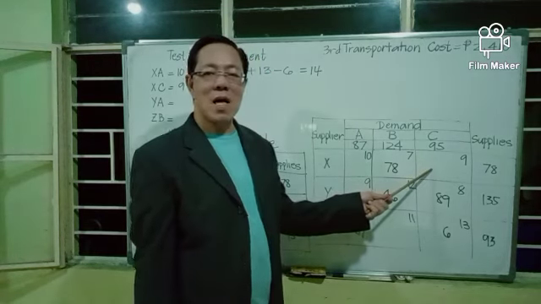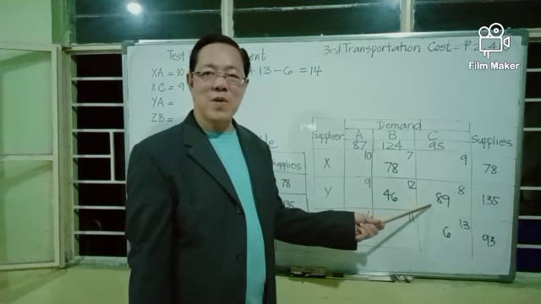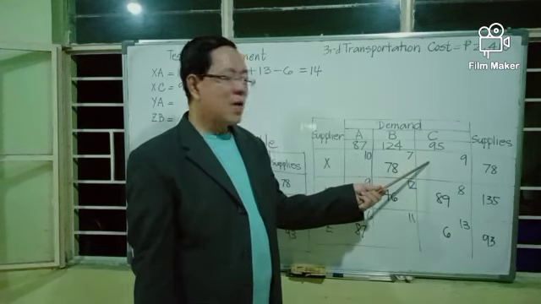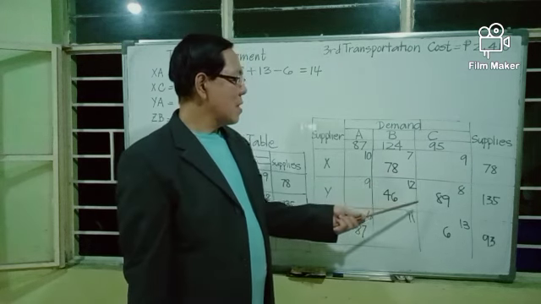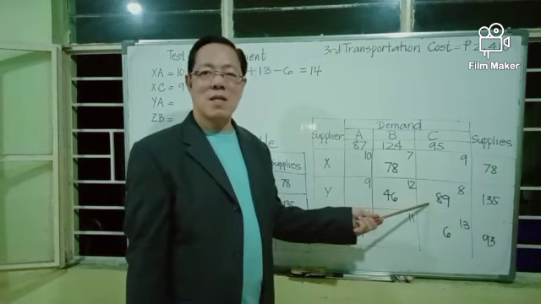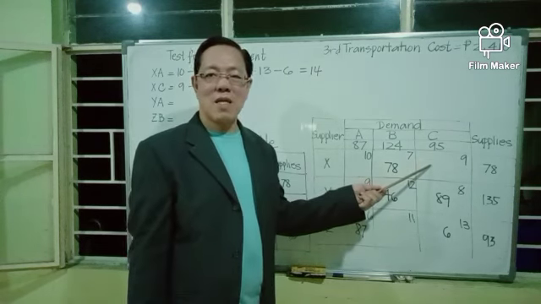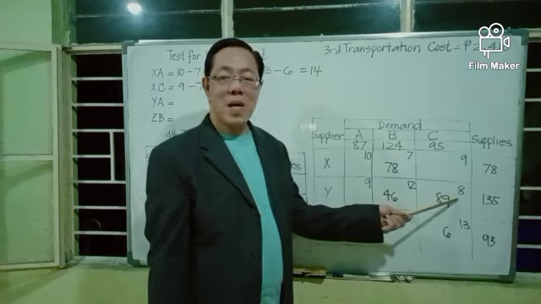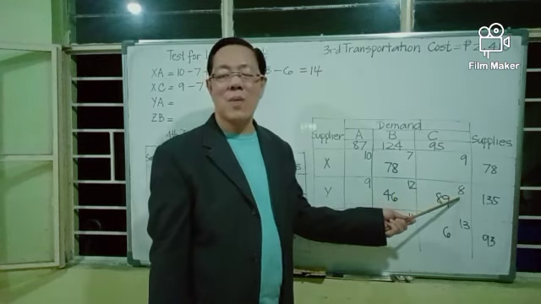vacant cell XC. Hence, from 89, you move vertically upward, and you are back to where you started, the vacant cell XC. And the cost associated with the vertical movement upward from 89 and back to this vacant cell XC is the negative of this cell cost, or minus 8.